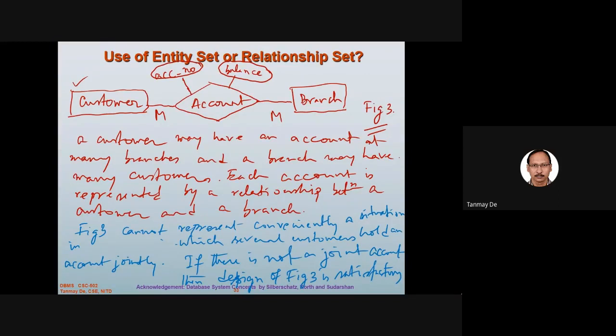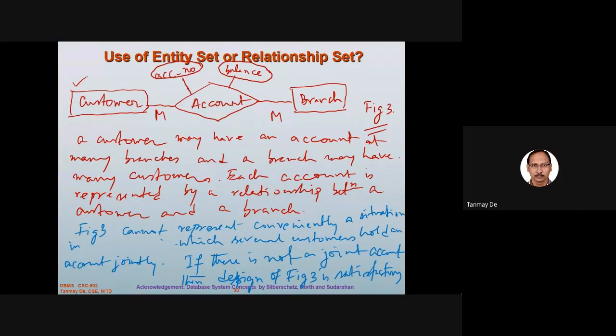Account is the relationship set. Each entity of the account has an account number and balance. Try to understand: in the account entity set, the same entity would need to be placed multiple times. Account is the entity set, so there are several account entities: account number, balance; account number, balance; account number, balance.